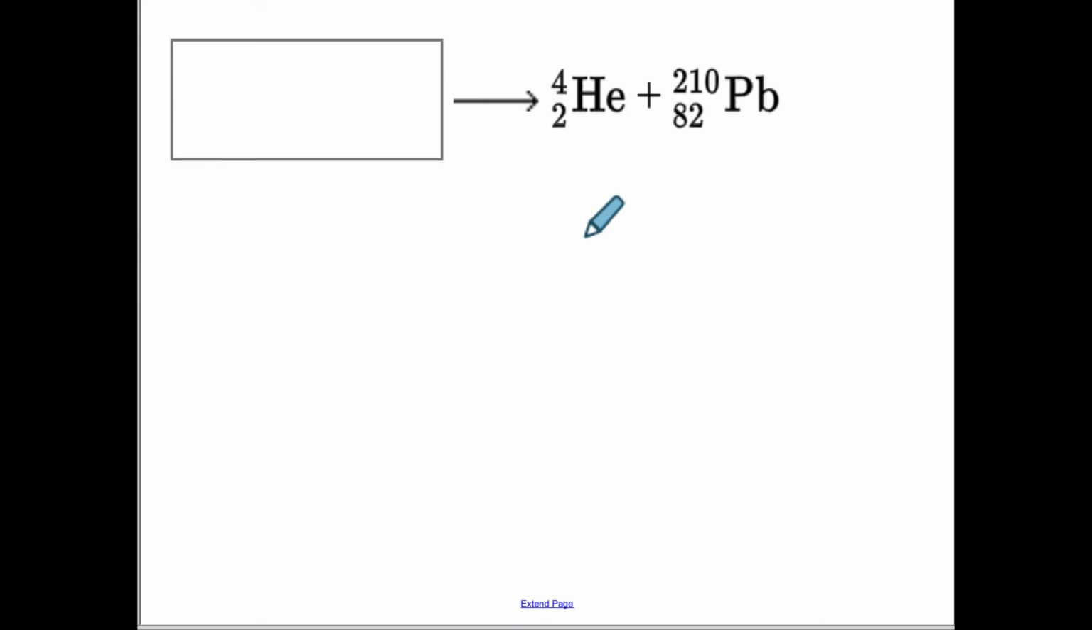All right, on this one we have to add up the numbers on the top. So 210 plus 4 is 214, and then we add up the numbers on the bottom. 82 plus 2 is 84, which is polonium.